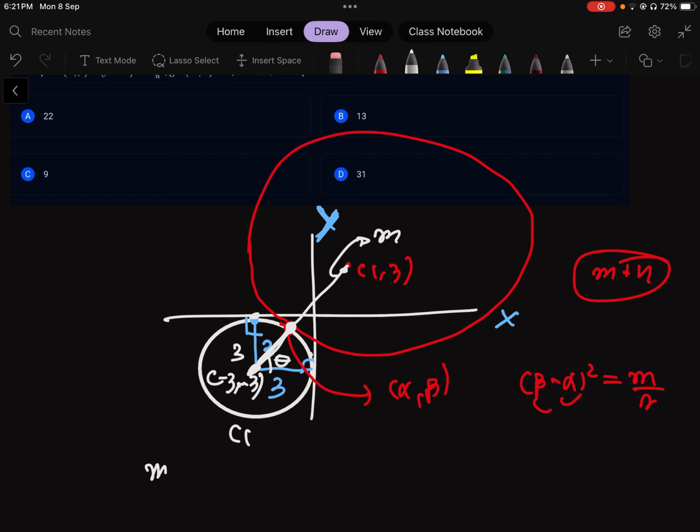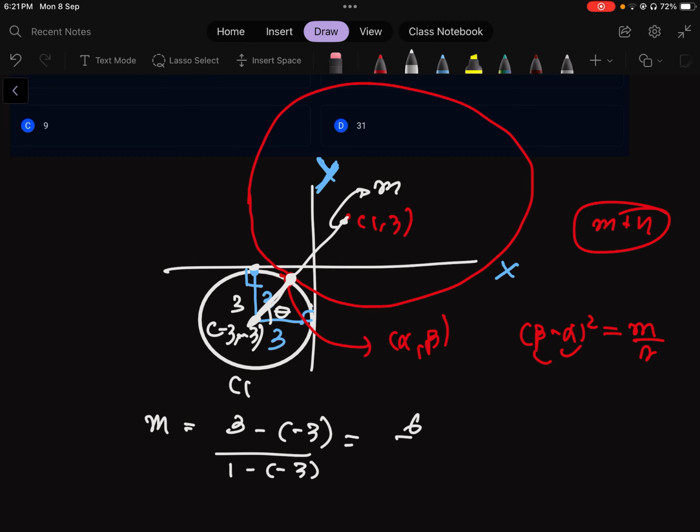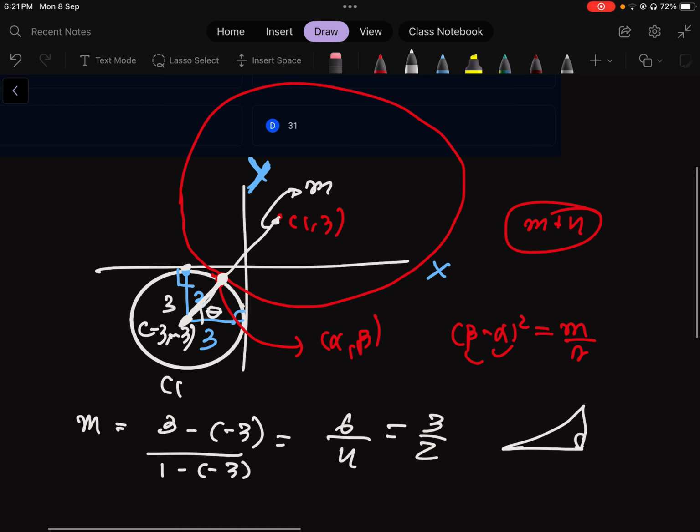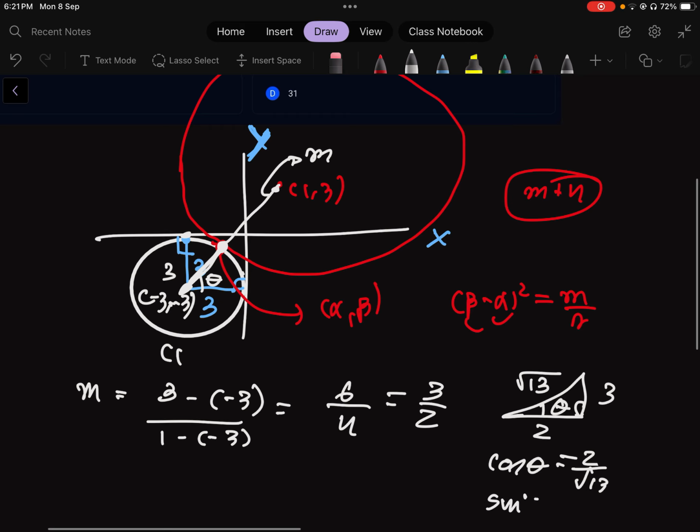So the slope m is going to be 3 minus minus 3 divided by 1 minus minus 3, which is just y2 minus y1 divided by x2 minus x1. So this is 6 by 4. This is 3 by 2, right? So if you have a look at this, this is going to be a triangle with sides 3, 2, and angle theta, and the hypotenuse is going to be, by the Pythagorean theorem, root 13. So cos theta is nothing but 2 by root 13, and sine theta is nothing but 3 by root 13.